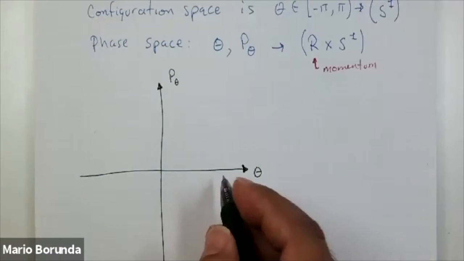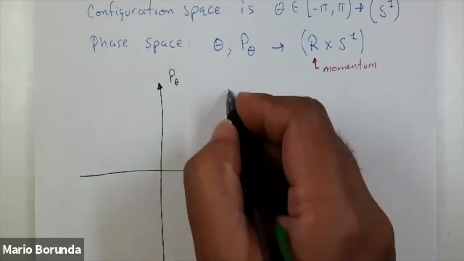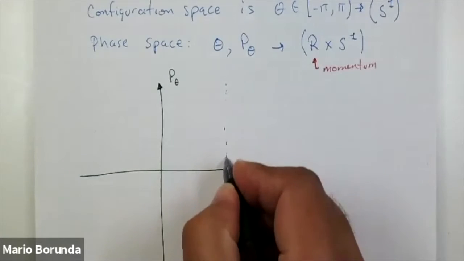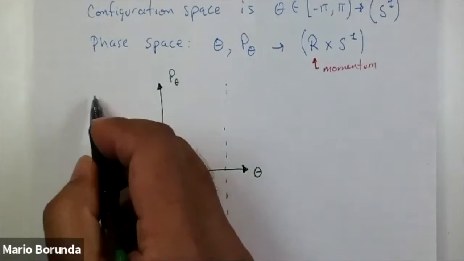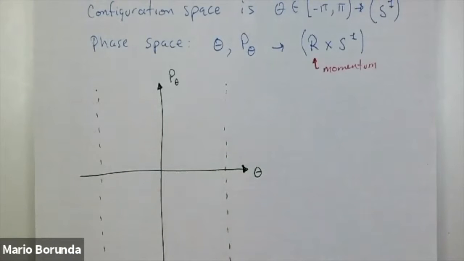And now, I'm gonna have this very important point right here, and this very important point right here. This corresponds to theta is equal to pi. This one corresponds to theta is equal to negative pi. This one corresponds to theta is equal to 0, right?